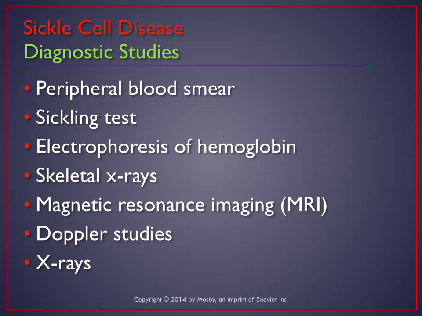Skeletal X-rays will demonstrate bone and joint deformities and flattening. MRI may be used to diagnose a stroke caused by blocked cerebral vessels from sickle cells. Doppler studies may be used to assess for DVT. Other tests may be indicated, such as chest X-rays, to diagnose any infection or organ malfunction.